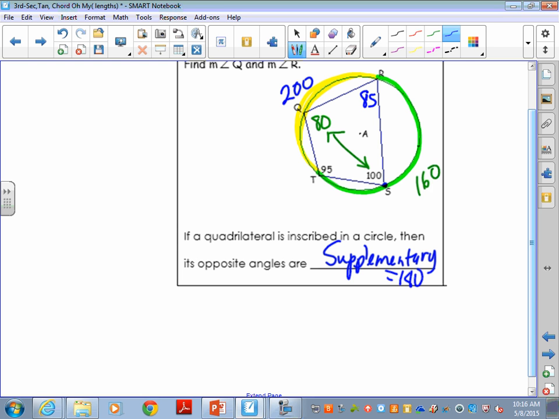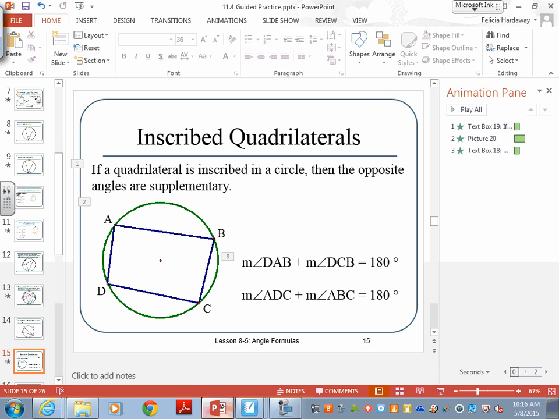Nope, it's not that hard. I'm hoping. It shouldn't be. We're good on that? Okay. So opposite angles in a quadrilateral are going to equal 180. All right, so we're going to look at some guided practice here.